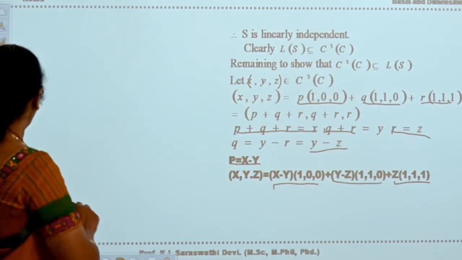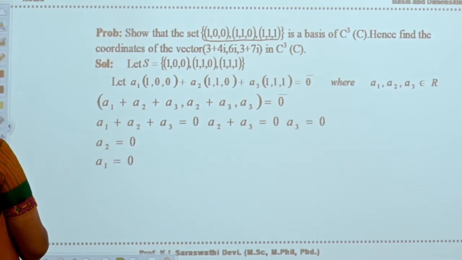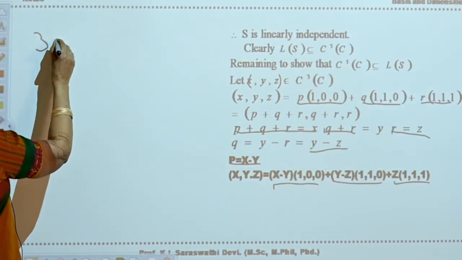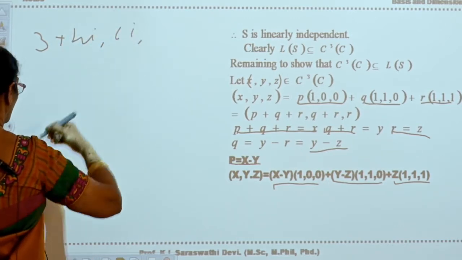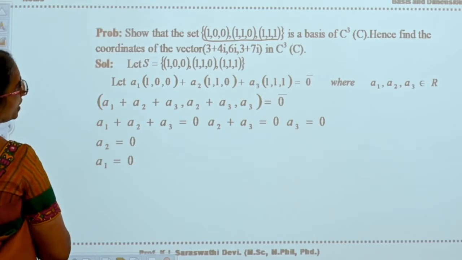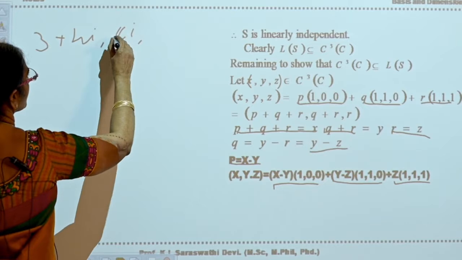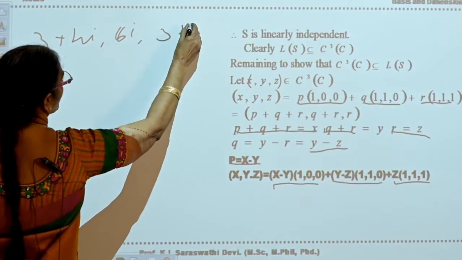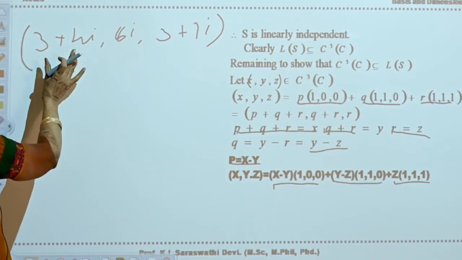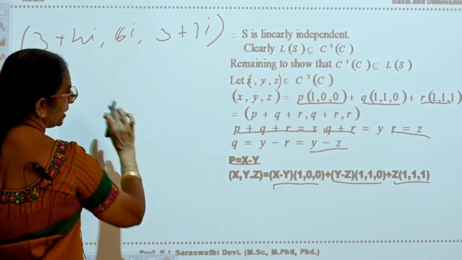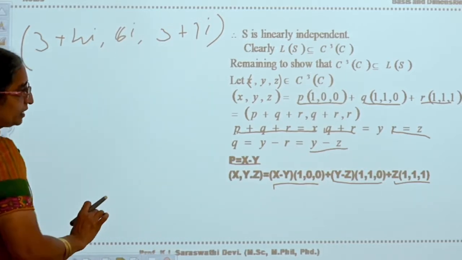Now, if (x, y, z) is like that, you can write the linear combination. But what is the given vector to you? The given vector to you is (3 + 4i, 6i, 3 + 7i). Is it? This is the given vector. So, in place of x you have 3 plus 4i, in place of y you have 6i, in place of z you have 3 plus 7i.